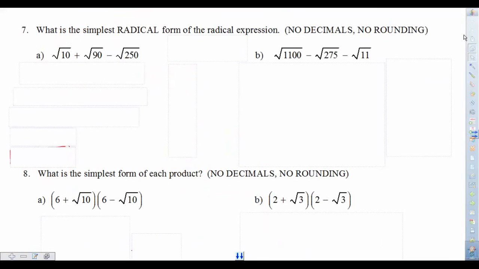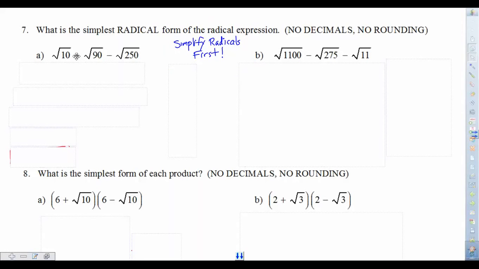Alright, let's look at number 7. Now, at first glance, do you notice this is very similar to the one we just did, number 6? We are adding and subtracting radicals together. And you might be very quick to say, ooh, none of these radicands are the same, so we can't simplify it. Au contraire, mon frère. Yes, we can. Remember, sometimes these radicals can be simplified, so we try to simplify those radicals first.